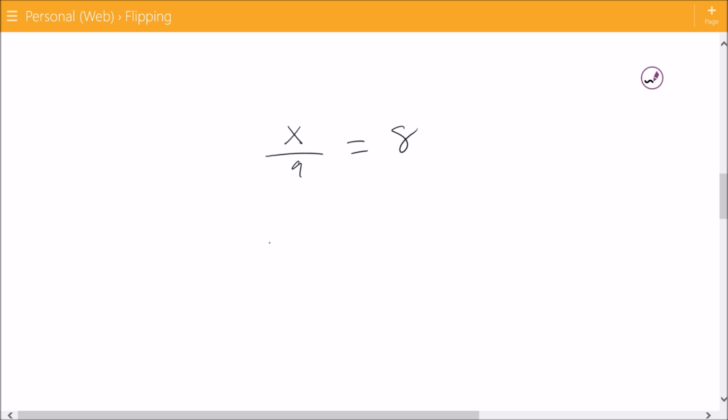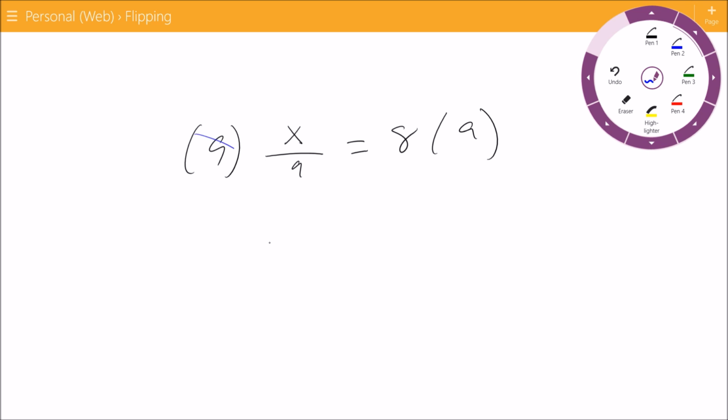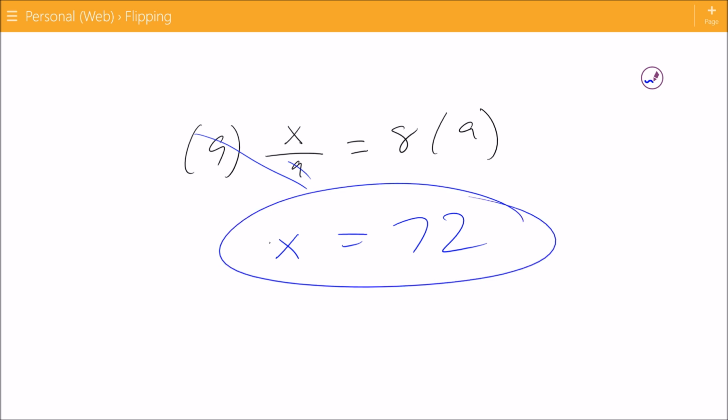X over 9 equals 8. Okay, I'm dividing by 9. And in order to get equality, I need to multiply both sides by 9. So I'm going to do that. I'm going to multiply both sides by 9. And again, these cancel out. We get some equality here. X, because if I multiply by 9, divide by 9, that's 1. Leaves us just with x. I'm undoing the division by 9. 8 times 9 is 72. There we go, another one solved.